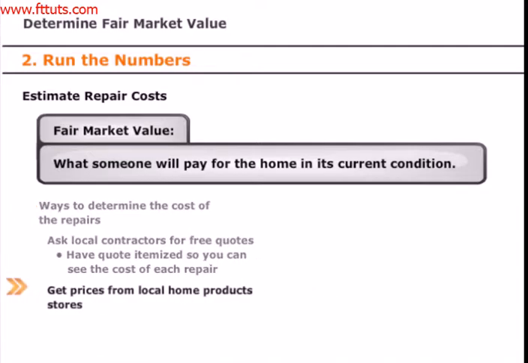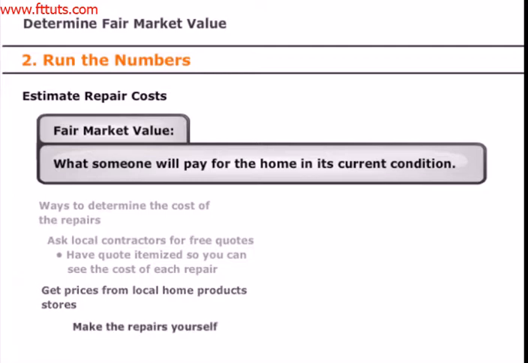Second, you can go to a local home product store to get another quote on the cost of the various parts or appliances. Some will even give you quotes to do the work. Finally, if you are handy, you can cut your expenses by doing the work yourself. Just remember, if you get into the repair business, you are reducing the time available to look for more properties.